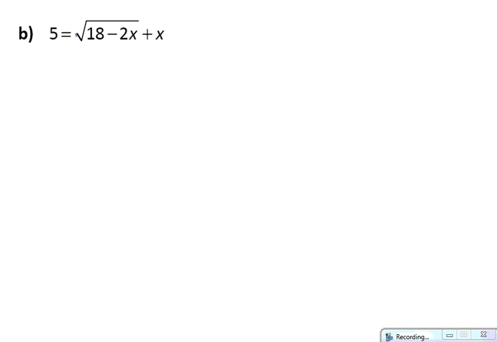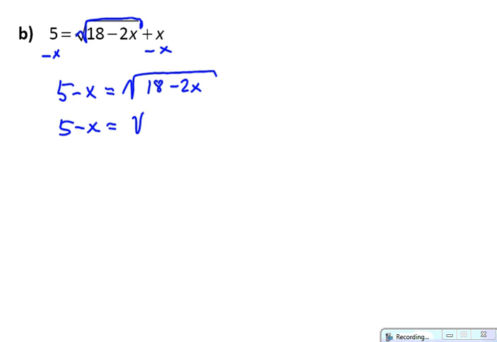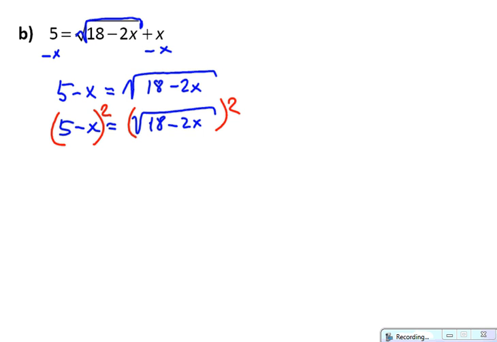Here you can see where the radical is, and it ends right here. So I'm going to subtract the x from both sides. And that's going to give me 5 minus x is equal to the square root of 18 minus 2x. I'm going to square both sides, so I'll rewrite it. Square both sides, and again, remember, you're squaring the entire left side of the equal sign as a group and the entire right side.